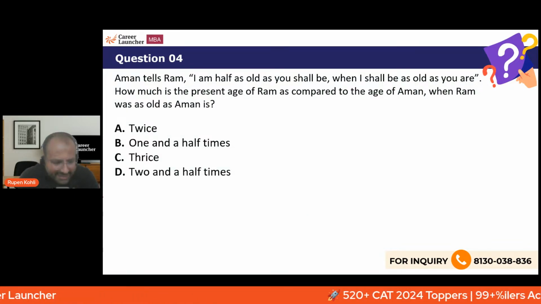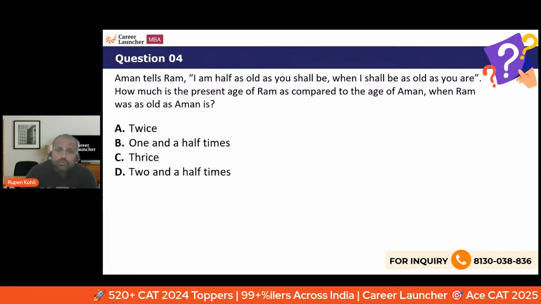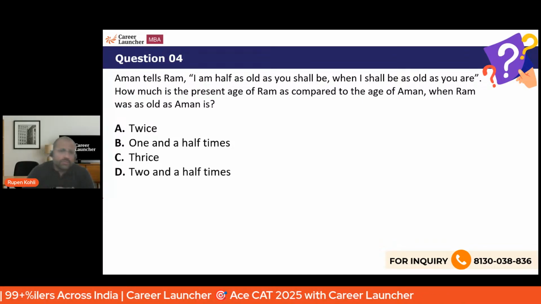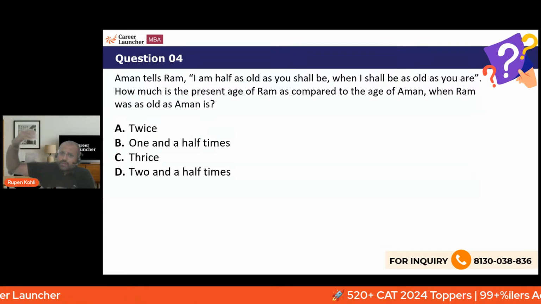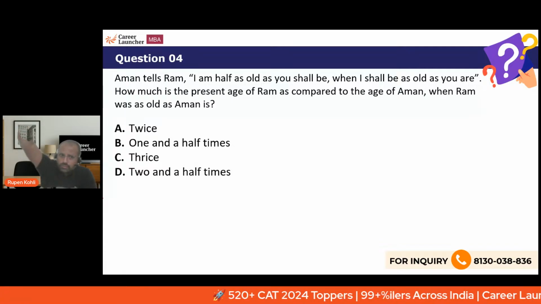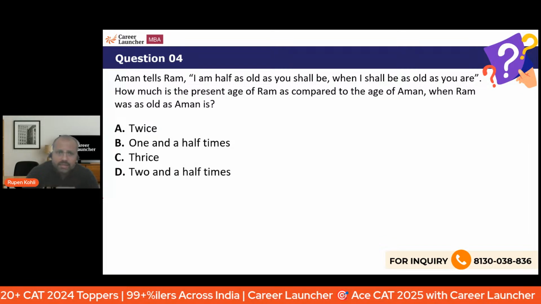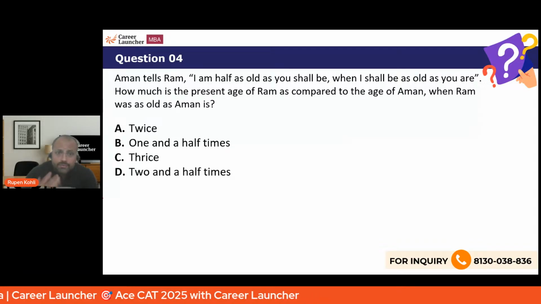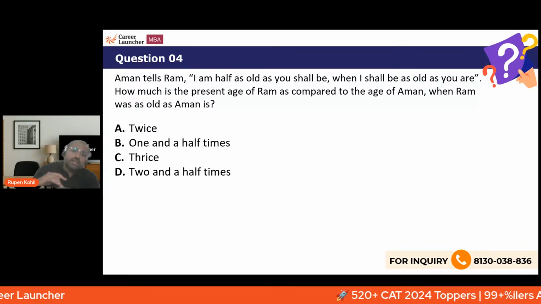We are given that Aman tells Ram, and this is the most crucial thing to understand: I am half as old as you shall be when I shall be as old as you are. First of all, from the statement, it is very clear Aman is younger than Ram, because Aman needs to wait for some years to become as old as Ram. So obviously, Ram is right now older than Aman. Okay, that's a qualitative thing, but we're looking to analyze this mathematically. How much is the present age of Ram? Now, the question asks something further: how much is the present age of Ram compared to the age of Aman when Ram was as old as Aman is?